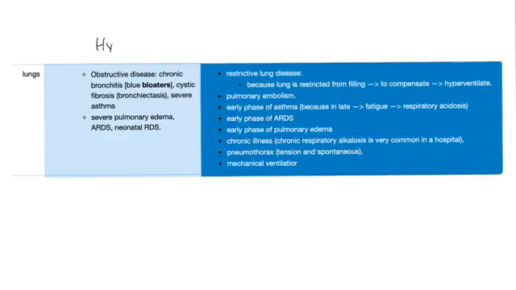Okay, hypo versus hyper. The problem could be in the lung. Okay, such as what? In hypoventilation, obstructive disease, chronic bronchitis, we call them blue bloaters because they breathe very slowly. And there's wheezing. Severe asthma, cystic fibrosis, all of these are obstructive. Severe pulmonary edema, ARDS, and neonatal RDS.